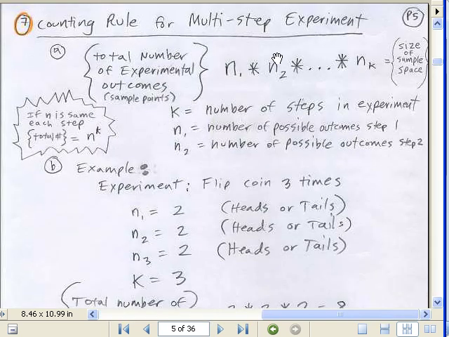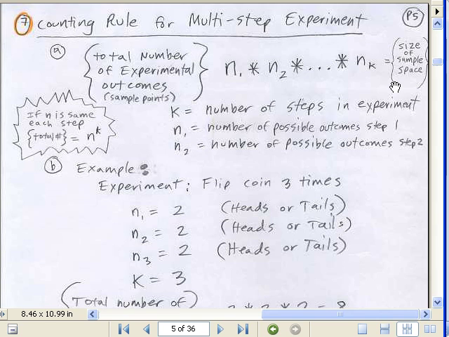Here's the counting rule for multi-step experiments. Very important. We want to know the total number of experimental outcomes or sample points. How many are there? K is the number of steps. N1, number of possible outcomes in step 1. N2, number of possible outcomes in step 2. And here it is: N1 times N2 times, and so on, until you get to the last, N sub K. That's the size of the sample space.